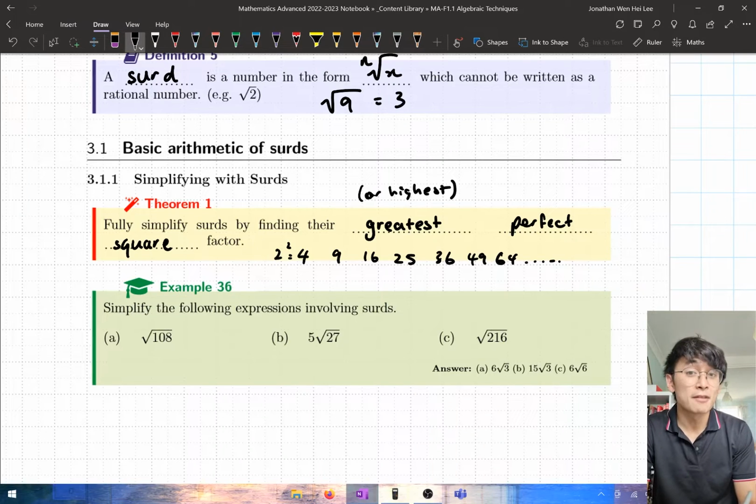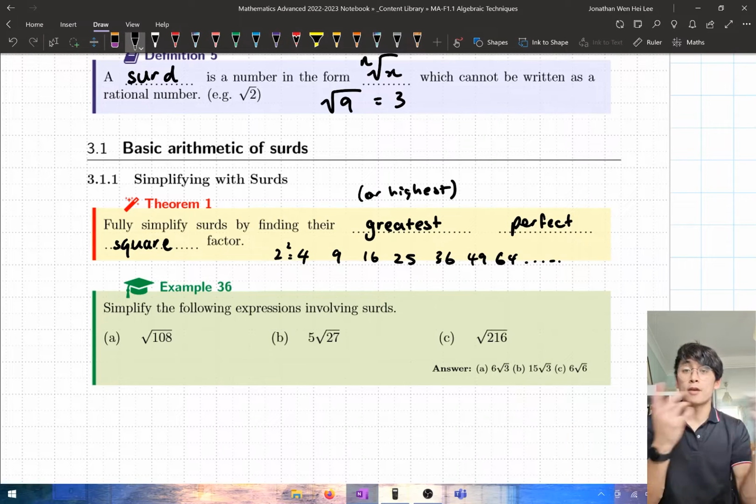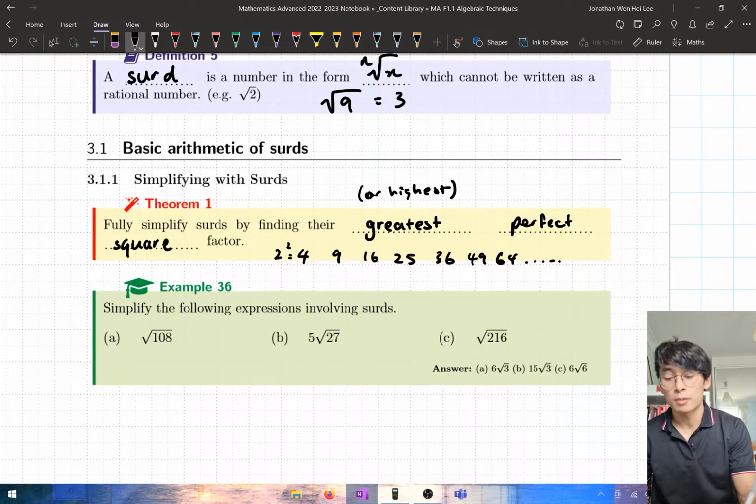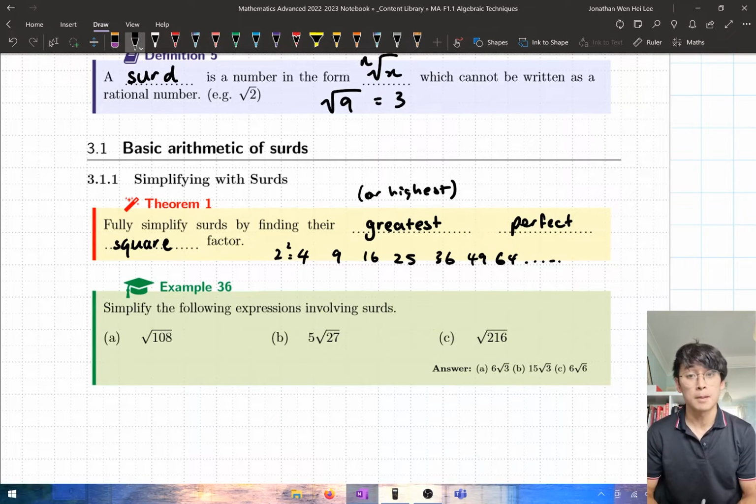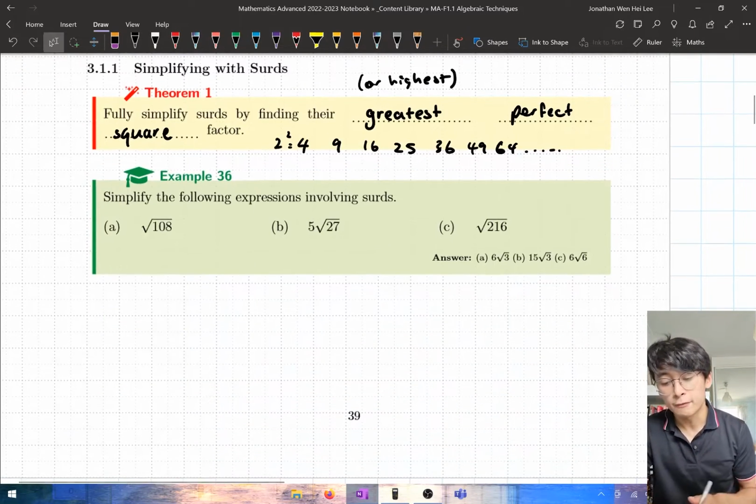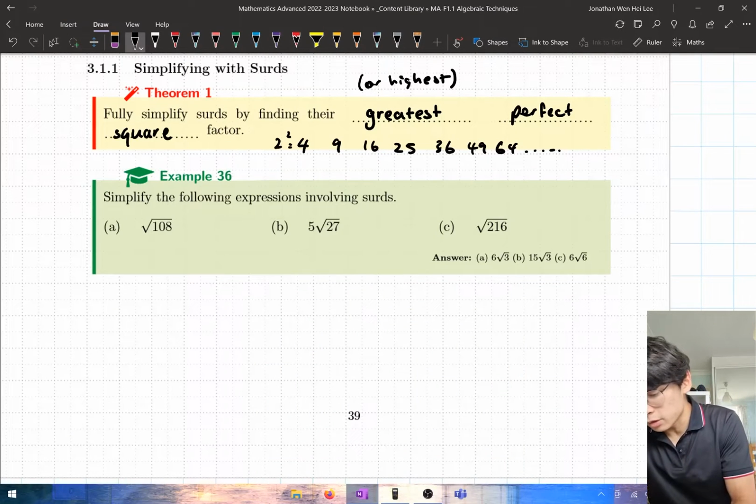So we want to see if the number inside our surd can be divided by one of these perfect squares. And by doing that, we can actually take that perfect square out. Because we can square root these numbers and it gives us a whole number, we can pull that out from our number. So let's have a look at the examples underneath. Simplify the following expressions involving surds. So let's have a look at the first one. A, square root 108.